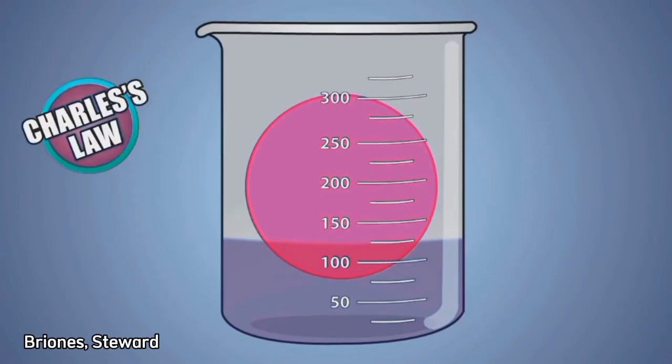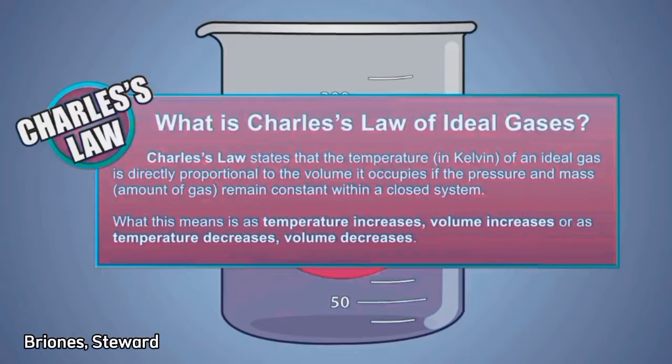So let's explain this experiment a little further. Charles' law states that when a fixed mass of an ideal gas is kept at constant pressure in a closed system, then its temperature and volume are directly proportional. What that means is that when temperature increases, volume increases, and when temperature decreases, volume decreases.